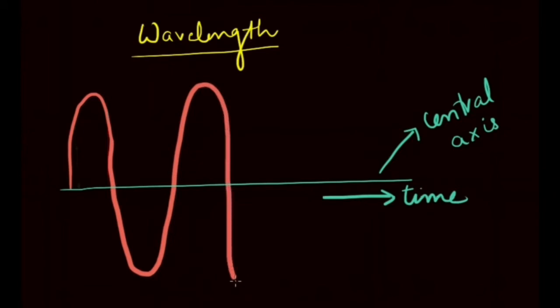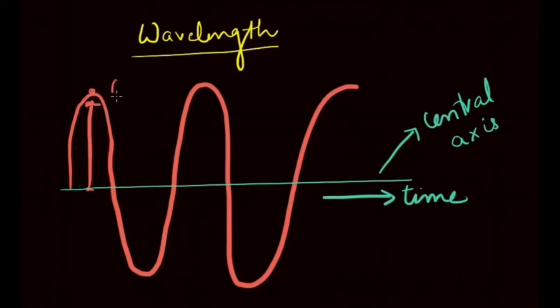So the wave travels a maximum distance upwards from the central axis and the same distance downward from the central axis. This topmost point is called the crest. And this bottommost point from the central axis is called the trough.